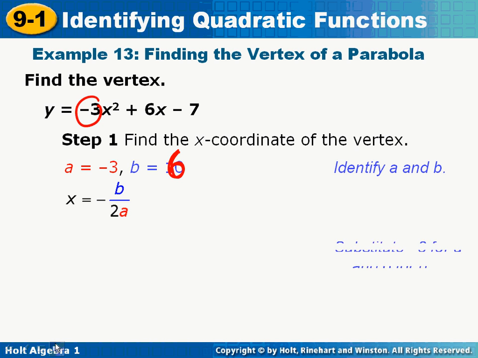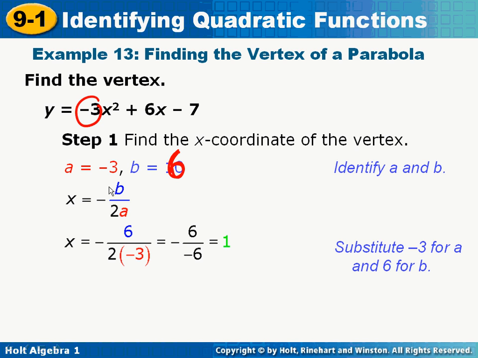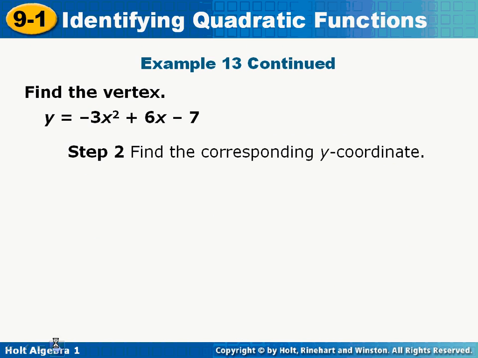Okay. So negative b over 2a, we're going to substitute a is negative 3. So that's negative, the b is 6, and then 2 times a, which is negative 3, and that gives us 1. So x equals 1. Now I have to take that number and plug it back into the original x value here, and then I can find my y value.